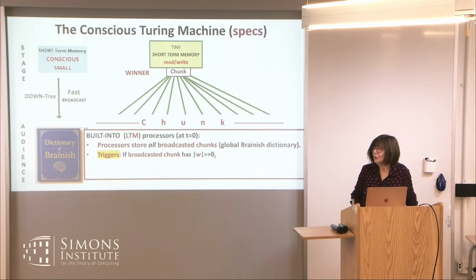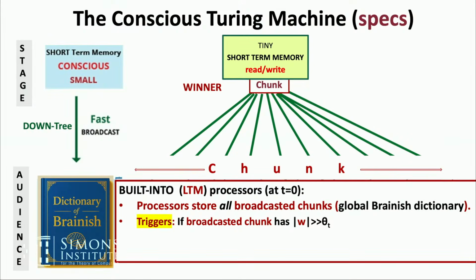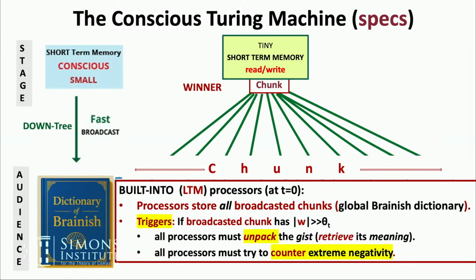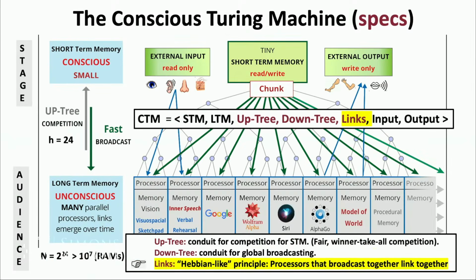So we also have triggers built in. If the absolute value of a broadcasted chunk's weight, which could be positive or negative, is higher than some threshold, then all processors have to unpack the gist. They have to go and find the meaning of the gist, not just look at the gist itself, but really decipher what it's telling them. And if that weight is negative, not just that the absolute value is large, all processors must try to counter extreme negativity. This will come up again very shortly. So that's built in.